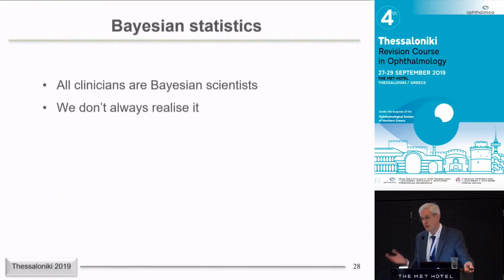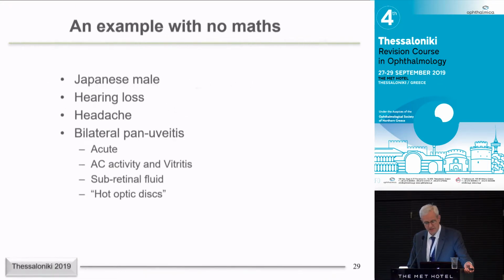Okay, so we talked a little bit about Bayesian statistics, how it can help us. Well, actually, we're all Bayesian clinicians, although we often don't realize it, because we take a history and we do some tests. I'm just going to give you an example. There's no mathematics in this, so you don't have to fall asleep. This is a true patient. It came a few years ago to Moorfields.